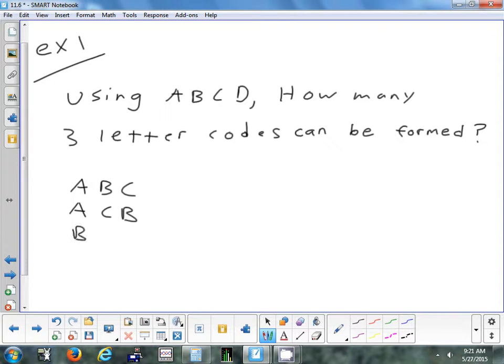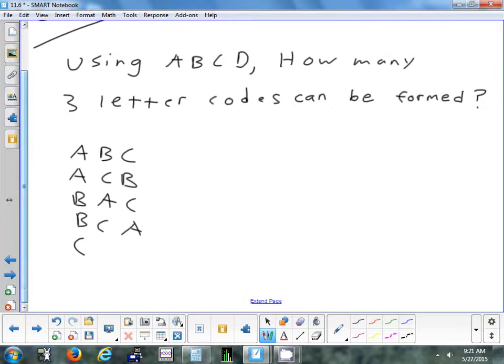How about putting B first? What are the 2 possibilities I could have if I put B first? Yep, B, A, C. And how about if I put C first? Yep. And it turns out, for any 3 letters you pick, there's 6 ways to arrange them.